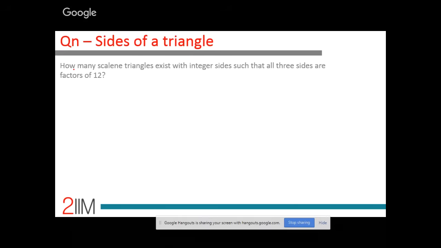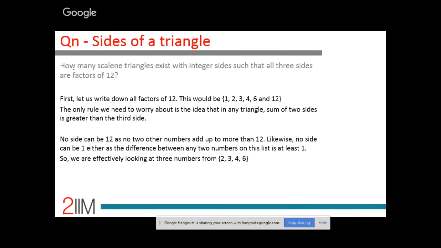I'm going to jump in and try to solve this. Factors of 12: 1, 2, 3, 4, 6, and 12. So I'm going to list them all down. We want the sides of the triangle to be integers from these six. Straight away, you can eliminate 1, you can eliminate 12.